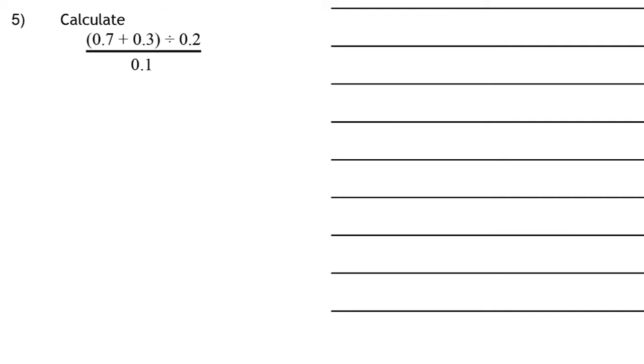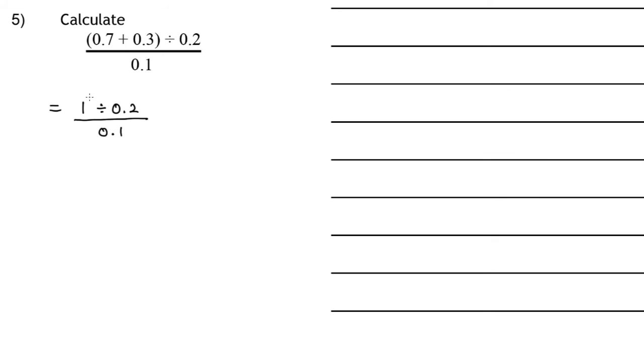For this last question, we have 0.7 plus 0.3, divided by 0.2, and then the whole lot is divided by 0.1. So I'll just do the solution here. 0.7 plus 0.3. We need to do this bracket first. 0.7 and 0.3 is 1. Then we're going to divide that by 0.2 and divide all of that by 0.1.